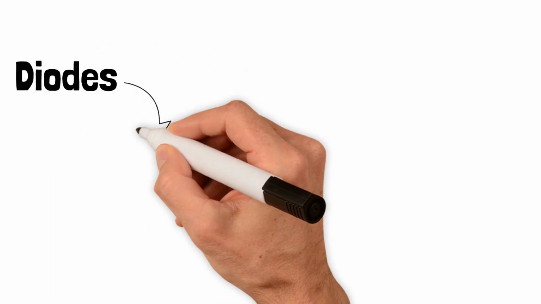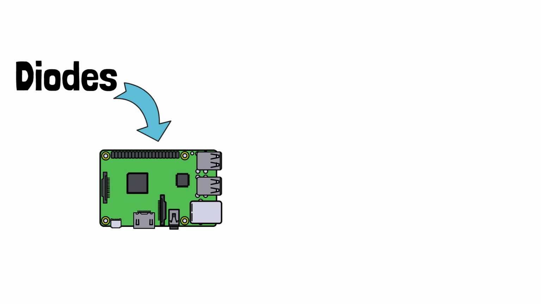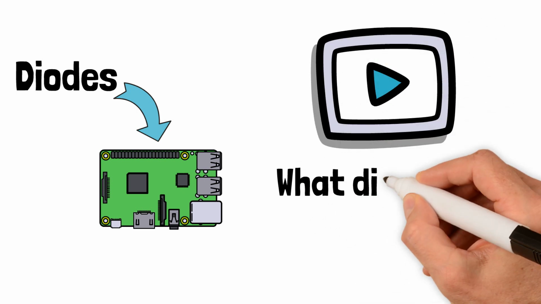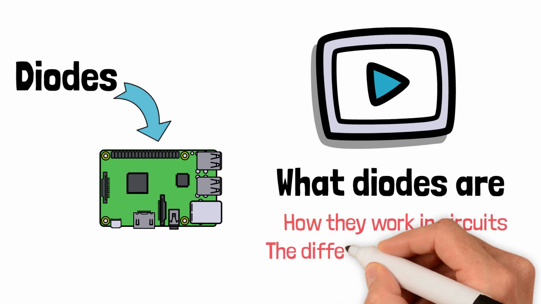Diodes are some of the most common components in electronic circuits and devices, so it's important to understand what they do. In this video, we'll be exploring what diodes are, how they work in circuits, and the different types of diodes that you might encounter.